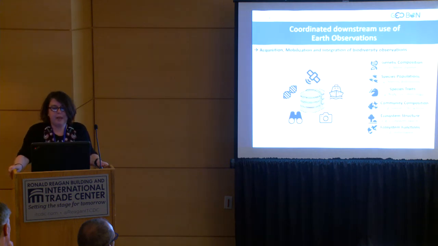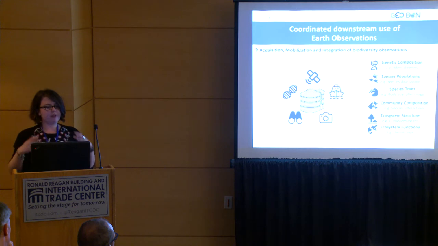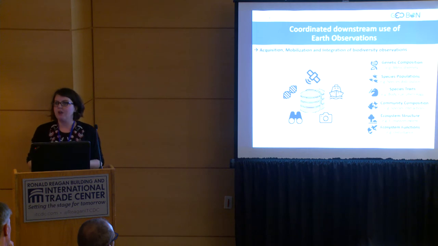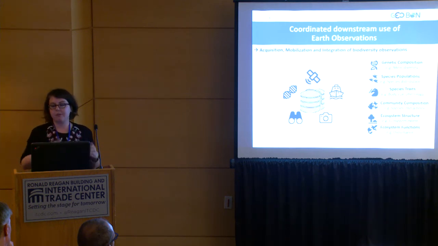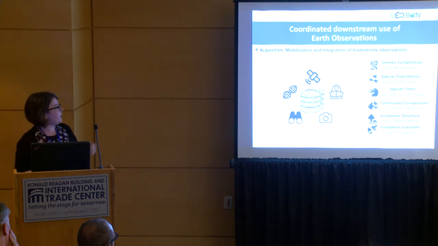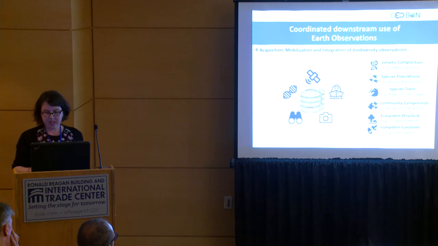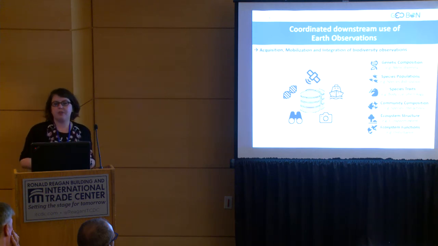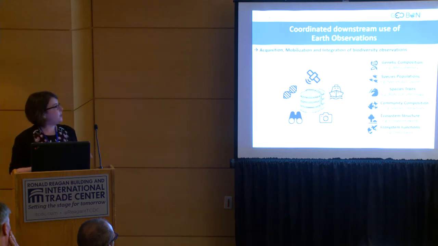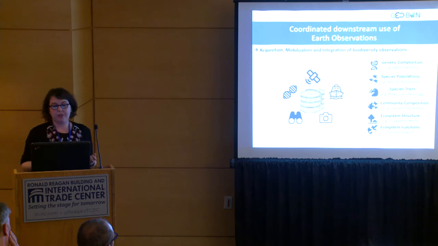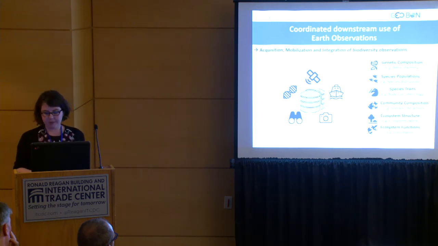But if we want to be able to develop those EBVs, we need to have a coordinated use of Earth observations, because there are many sources for those observations. Some come from remote sensing, others are in-situ observations, either from monitoring schemes or from citizen science, or can emerge from new technologies such as environmental DNA. And that's where we see that the role of the research infrastructure is crucial, because they will be essential in the acquisition, the mobilization, and the integration of those biodiversity observations.